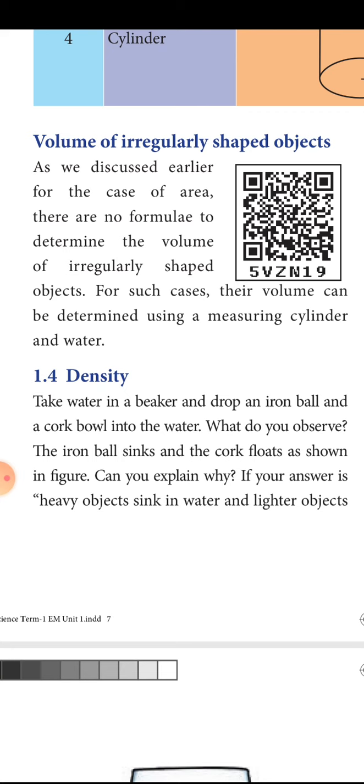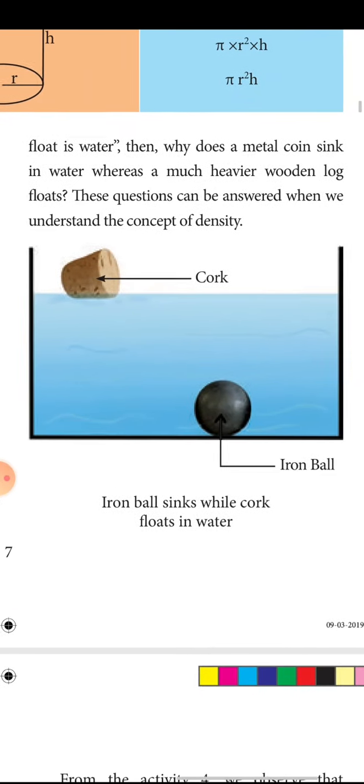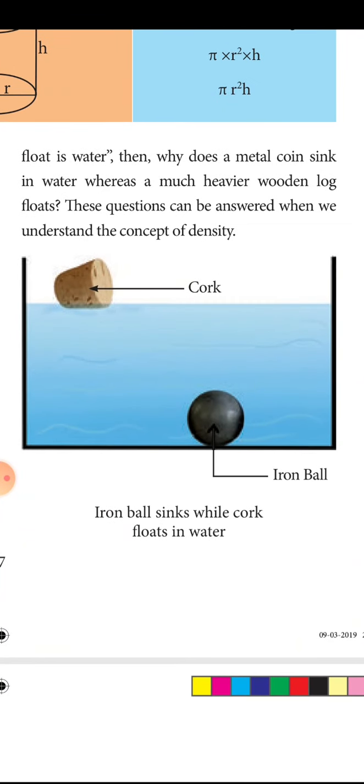Why? Because that is lighter, this is heavier. You will say that the cork is lighter and the ball is heavier. This shows the density. See the diagram. The cork is floating and the iron ball is sinking because the iron ball is denser than the cork.